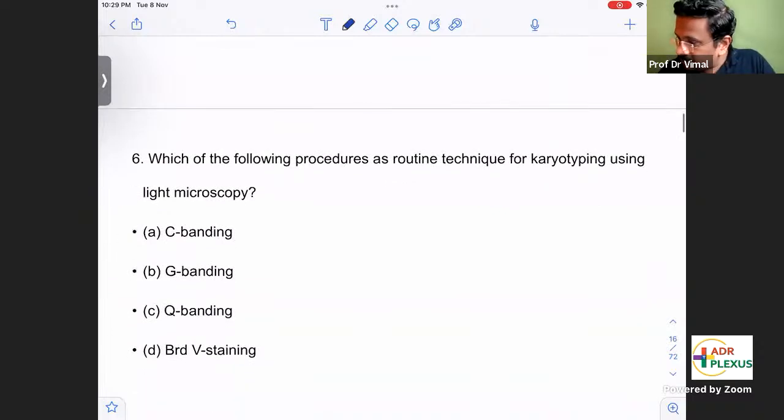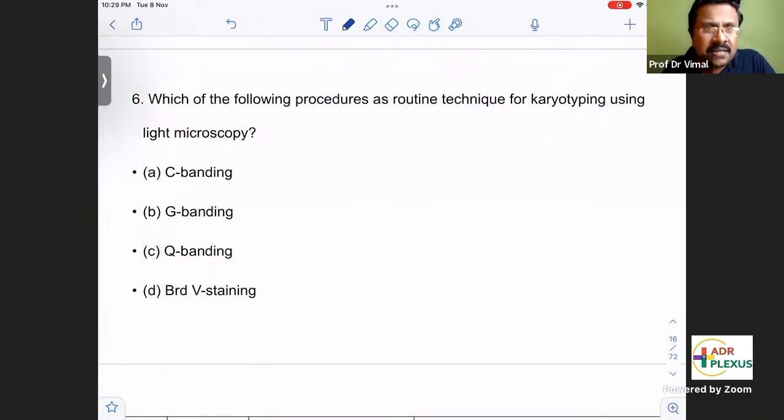Then, coming to the next question: which of the following procedures is used as a routine technique for karyotyping using light microscopy? This question on the banding technique was asked in your last exam, so I thought we would discuss it, because there are tangential things as well. Everybody knows G banding, that is Giemsa banding, is the commonly used routine technique for karyotyping.